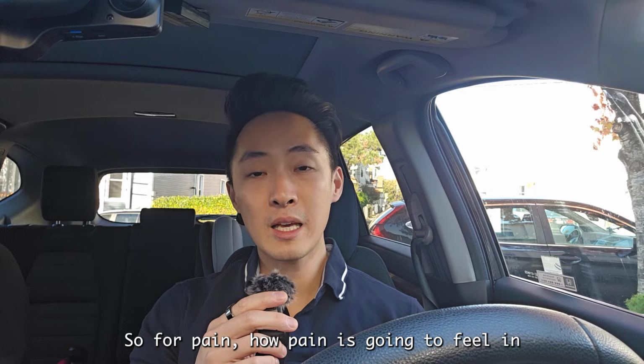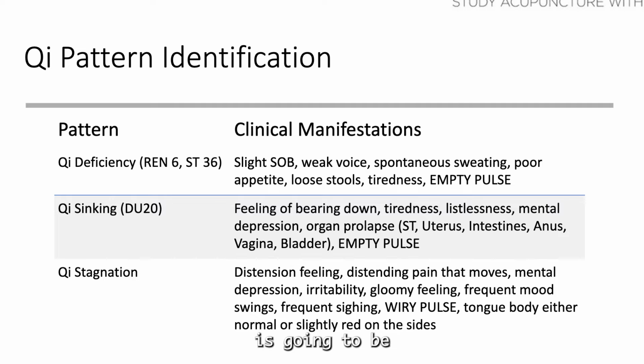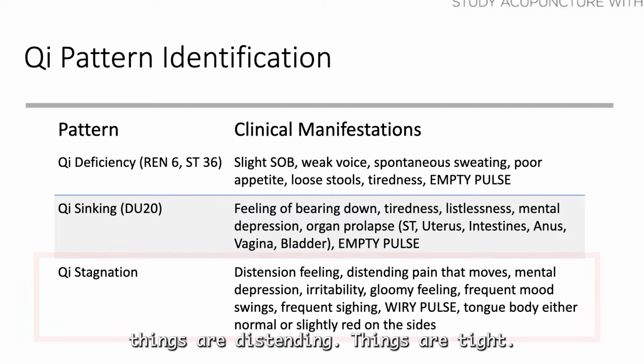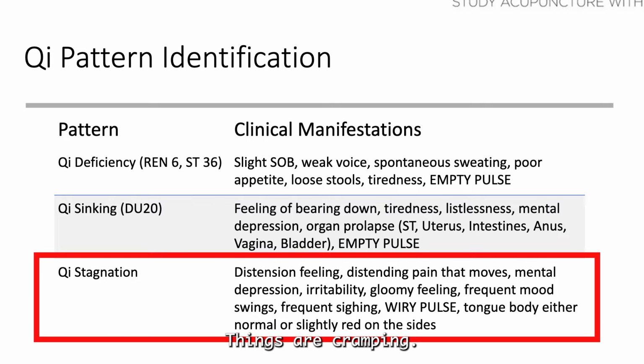How pain is going to feel in our patient is that they're going to say things are distending, things are tight, things are cramping. This pain might even move from place to place, or go up and down depending on how stressful they feel. Sometimes they might say, I feel bloated, I feel like there's a pressure buildup inside. It gets worse when I'm stressed, it gets worse when I'm emotional, it has a flare-up.